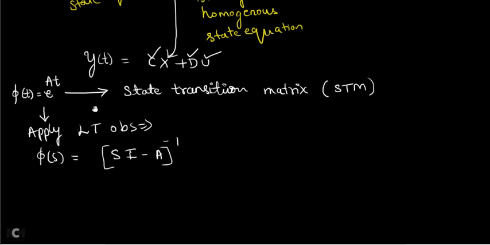Okay, how this came, that is not required for you. After applying Laplace transform of e power at, you will get it as SI, I stands for identity matrix, minus A whole inverse. So how this formula came from e power at, that is not required. Only you need to remember that. Remember this formula, that is enough. How that came, that is not required. Now phi of s is equal to SI minus A whole inverse.